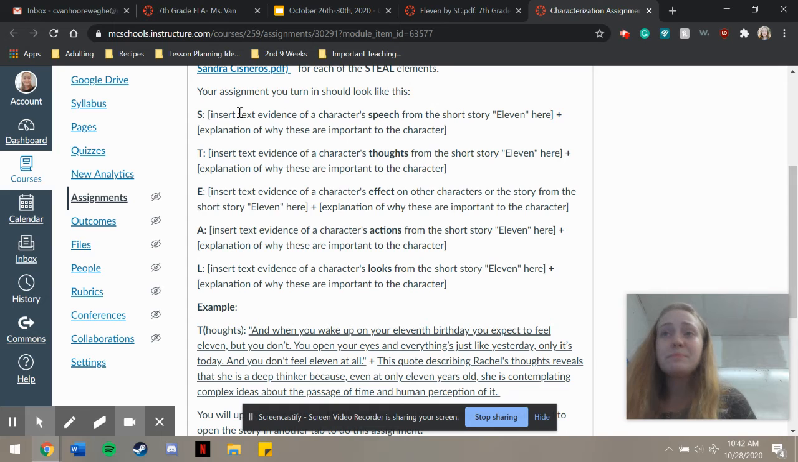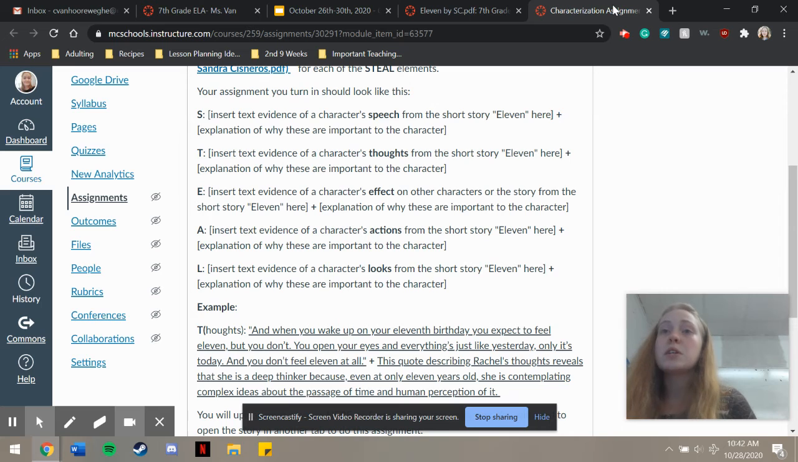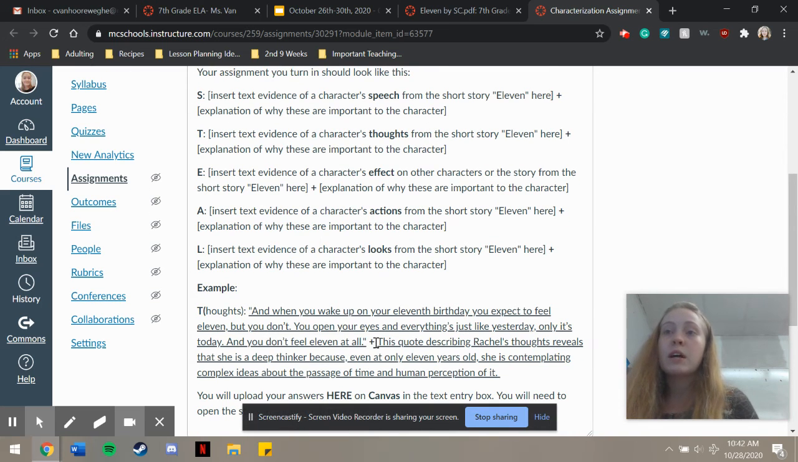But what you're going to do is, once you've found an example where the character is speaking or where her thoughts are described, you're going to copy that and put it in quotation marks. And then here's my example. You'll put it in quotation marks and then you'll add a plus sign and then you'll explain why that example of their speech or their thoughts or their effect or their actions or their looks is important to that character.